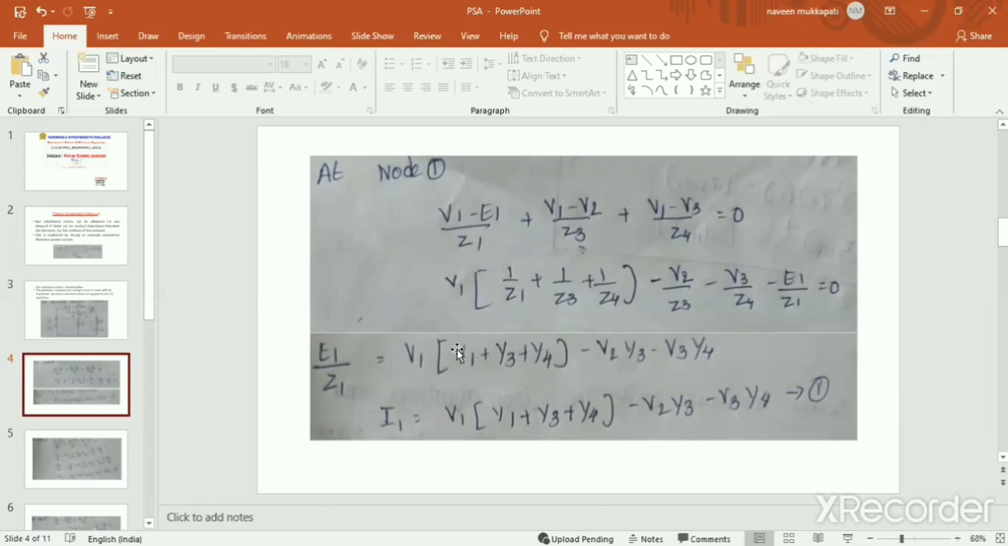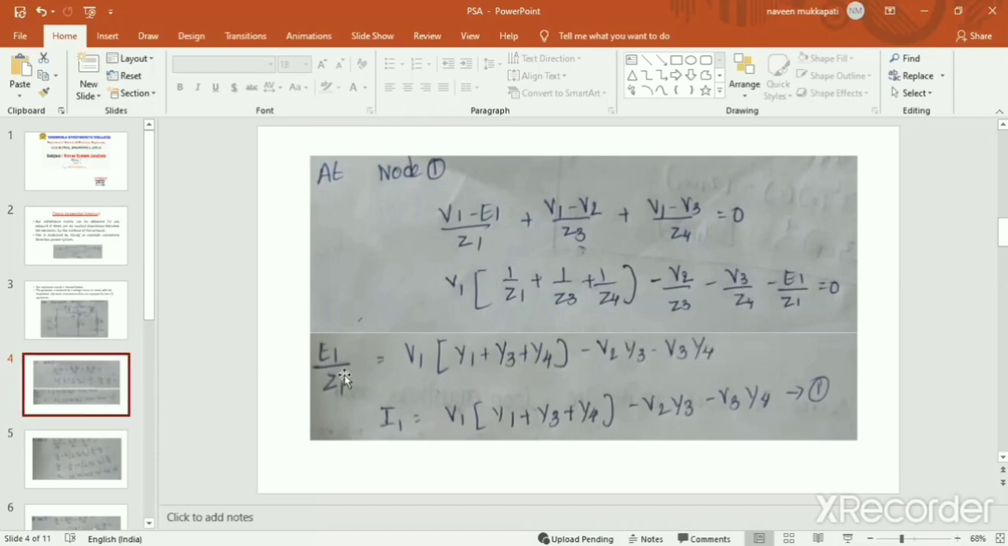Inverse of that Z is the Y. Therefore, this will be written as Y1. 1 by Z3 means Y3. 1 by Z4 means Y4. So 1 by Z4 means Y4 minus V2 by Z3: V2 into 1 by Z3 means Y3. 1 by Z3 means Y3 minus V3, V3 into 1 by Z4, and 1 by Z4 means Y4.